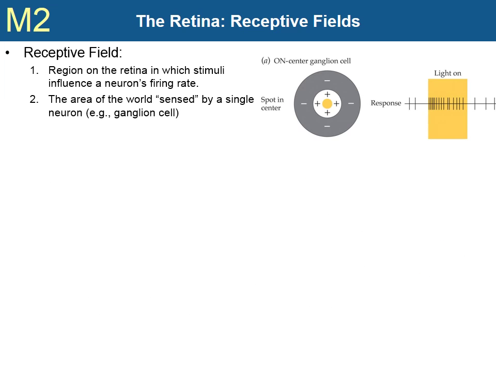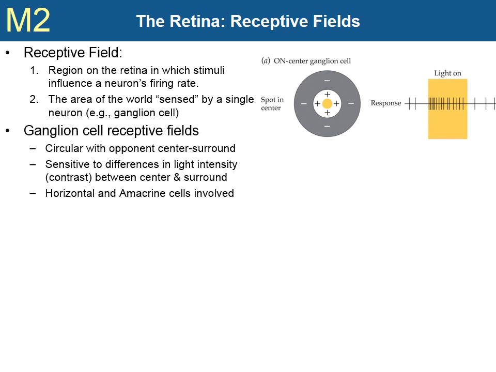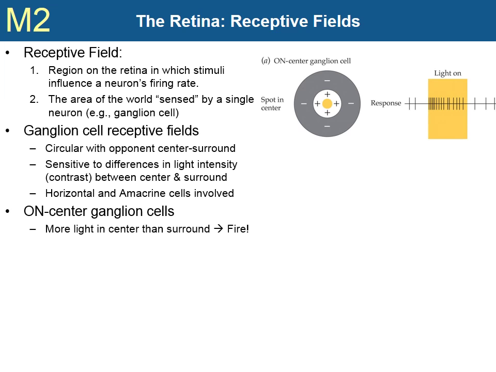Another aspect of retinal processing is the receptive fields of ganglion cells. A receptive field of a cell is the region on the retina on which stimuli influence the ganglion's firing rate. In the fovea, the receptive field is very small, whereas in the periphery, the receptive field is large. Remember, one-to-one in the fovea versus many-to-one in the periphery. Ganglion cell receptive fields are circular and divided into center and surround. These center-surround receptive fields underlie our ability to detect differences in contrast and involve the horizontal and amacrine cells, the lateral pathway. What you need to know is what they do.